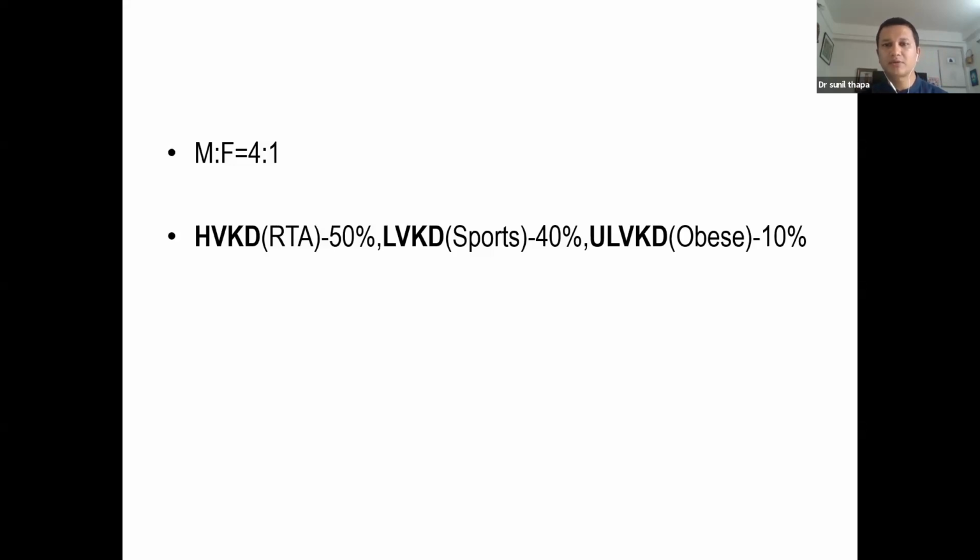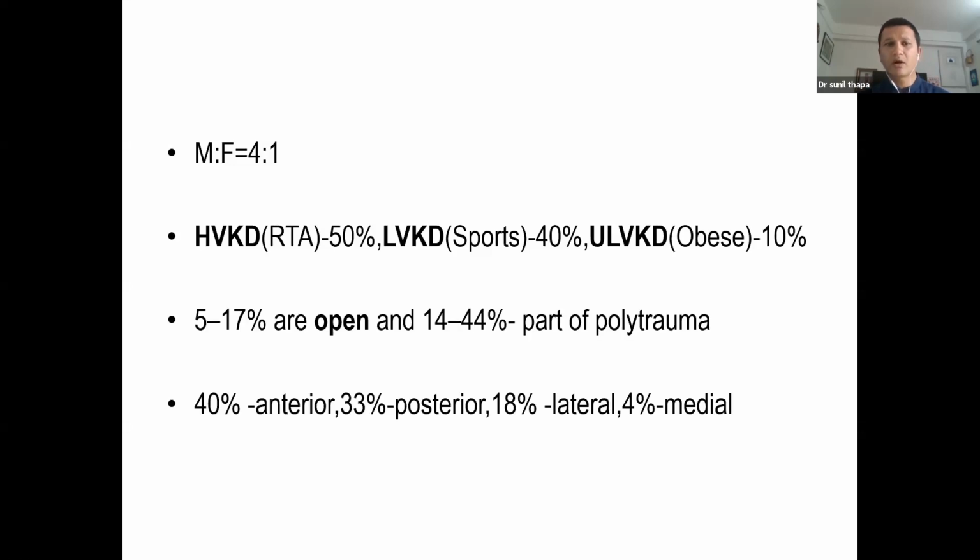But the knee dislocation of special concern is the ultra low velocity knee dislocation, which occurs in an obese patient with a BMI more than 30 with a very simple twist, and is most often misdiagnosed and missed in the primary setting. So it comes under special consideration. Of all knee dislocations, 5 to 17% are open type, and they occur as part of polytrauma in as high as 44%. The most common type of knee dislocation, according to direction, is anterior.